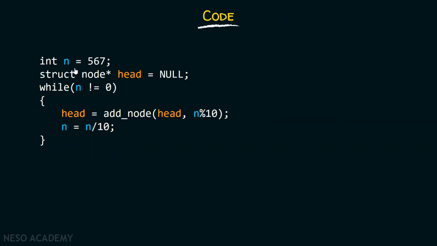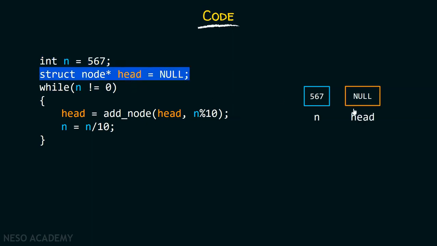This is the code for the purpose of creating the linked list. Here, first we will declare this variable n, which will store this value 567, right? Our target is to simply represent this number with the help of a singly linked list. Here we have to store each digit of this number in the singly linked list. After this, you can see I have declared a head pointer and currently this pointer is holding null. And then we have this while loop.